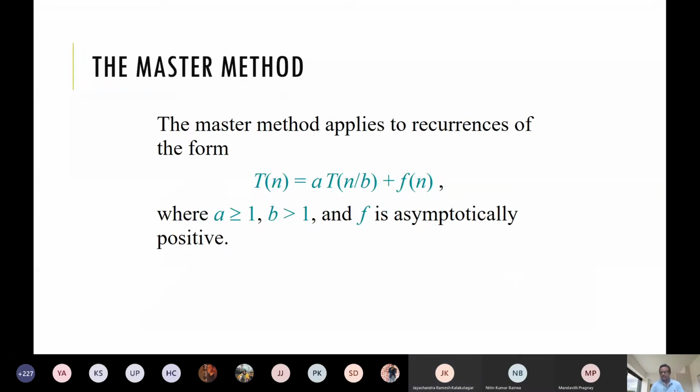Okay, so we can start, right? Any questions so far before we start? Today we'll complete the master method. So let us start with the master method.